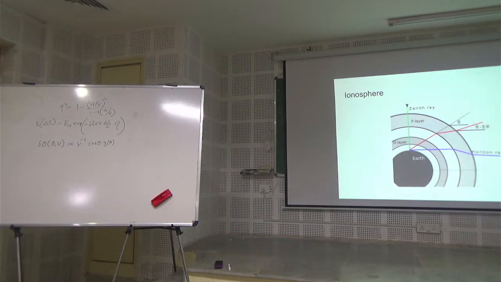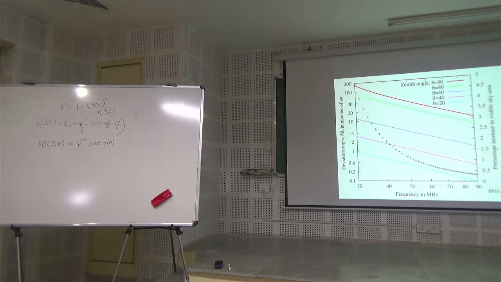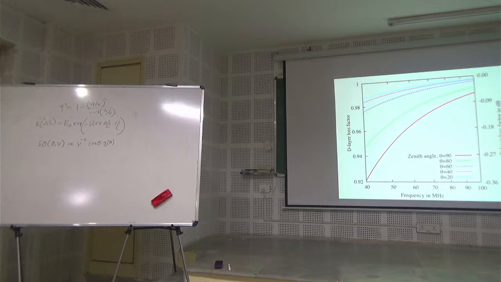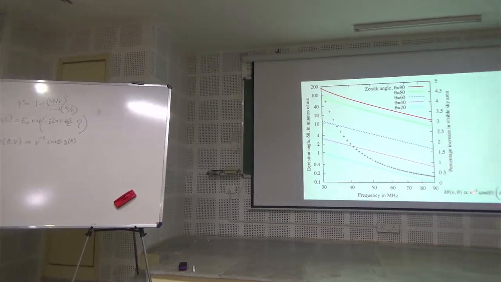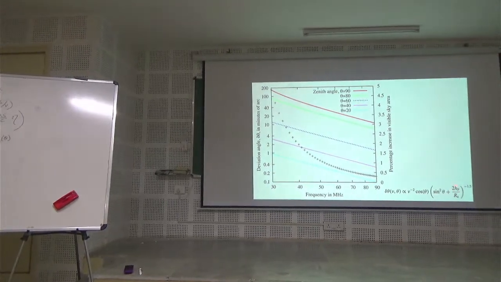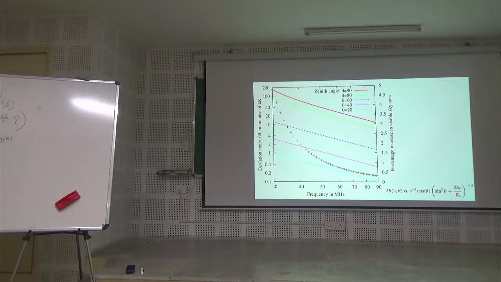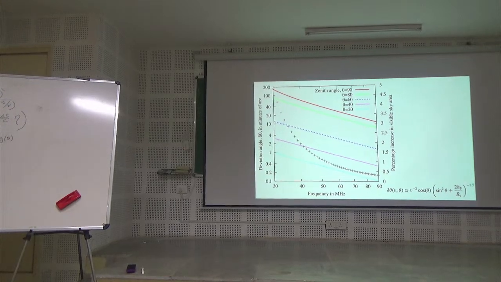And yeah, theta is defined from the horizon. So the higher you go, this whole factor comes in. This is basically your scale height by the radius of the Earth. But it's basically this combination that matters.